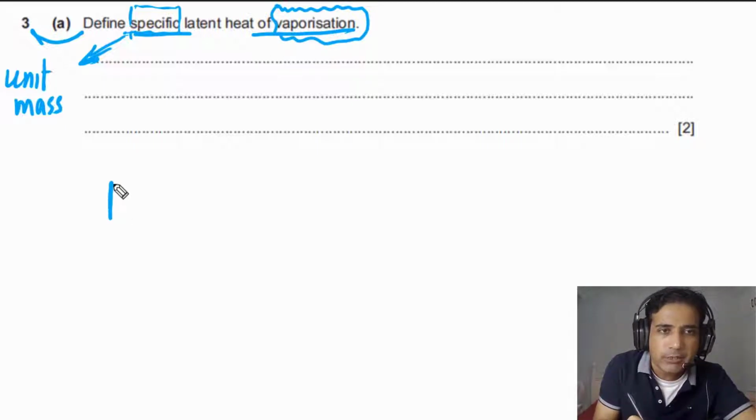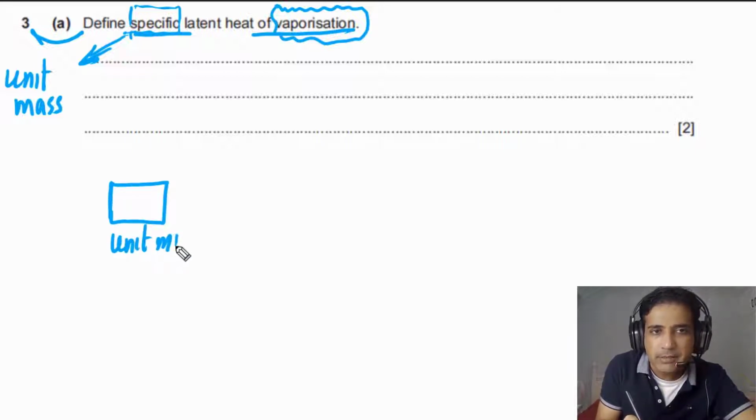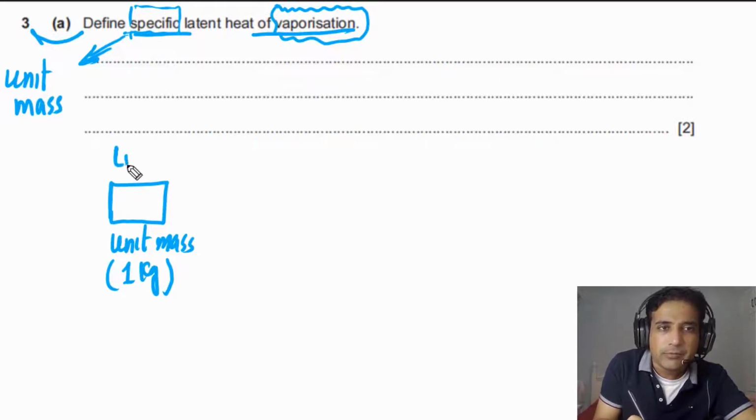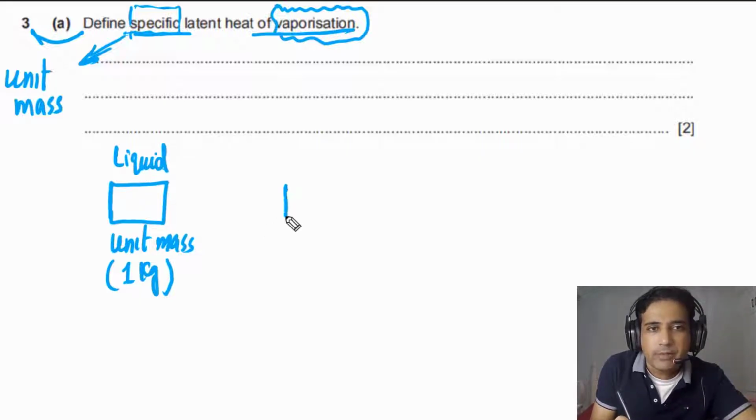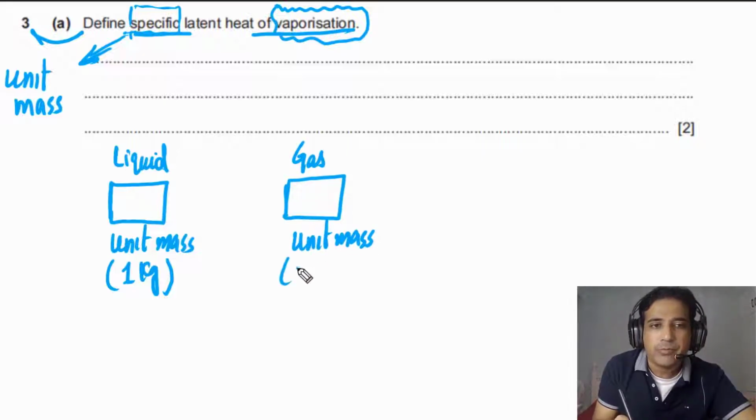So simply we can imagine, first of all, we have unit mass of liquid. Unit mass simply means that we are talking about 1 kg. And here we have liquid. We have unit mass of any liquid. And we convert this unit mass of liquid into unit mass of gas. So here we have unit mass of gas. Unit mass again means 1 kg.